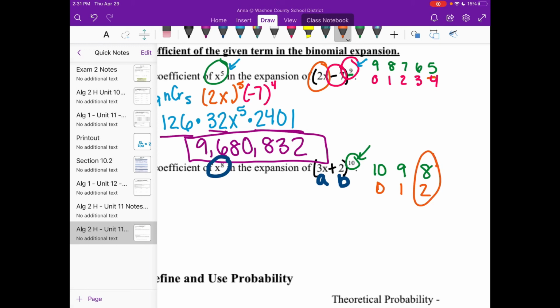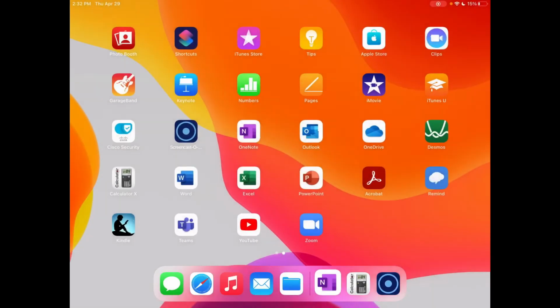The other thing is make sure that these guys add up to whatever your power is when you're doing these. So they do, so I'm good to go. Let's go ahead and do my coefficient. So 10 choose 8. 10 choose 8. And I am going to do the eighth power of my a. So 3x to the power of 8 plus the second power of my second term. That one's easy, just 2 to the second. That's not bad. All right, let's go ahead and see what that 10 choose 8 is.